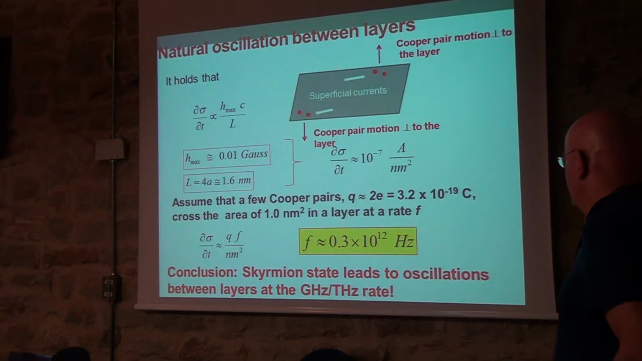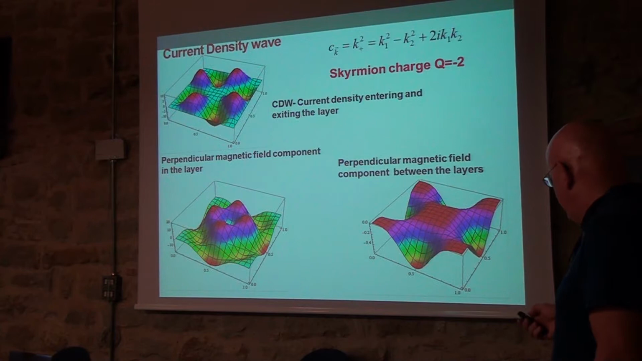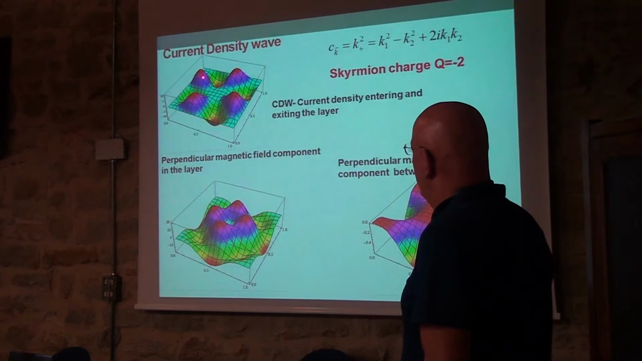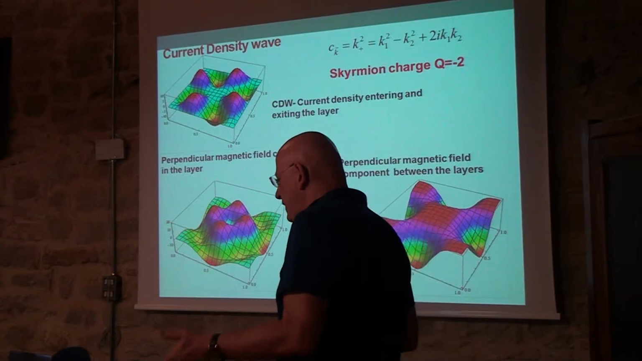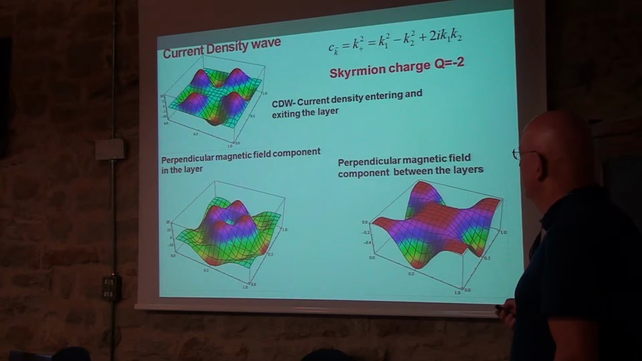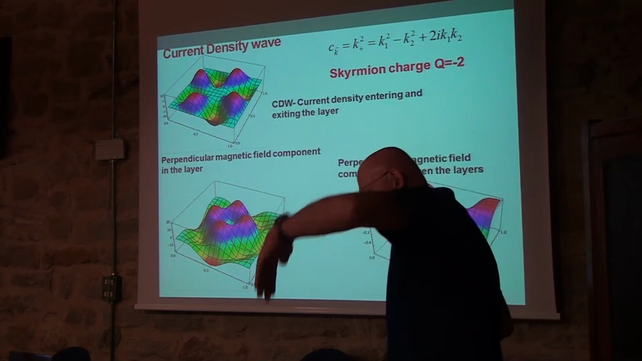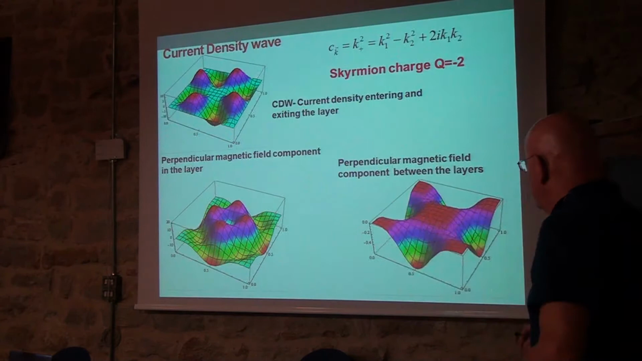Conclusion: spinions lead to oscillations between layers in the gigahertz to terahertz range. Just to give you an idea, this is the charge distribution on a layer. So we have the positive and negative spots. According to the selection of Ck, I have not fully determined the order parameter. It's just an expansion in Fourier series, and I have plenty of room here. And this is a picture of the local magnetic field perpendicular to the layer. You see positive and negative points, which means that you have a magnetic field penetrating the layer and coming out, and you do have these loops.